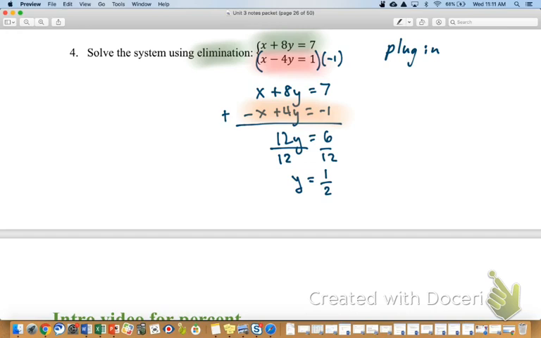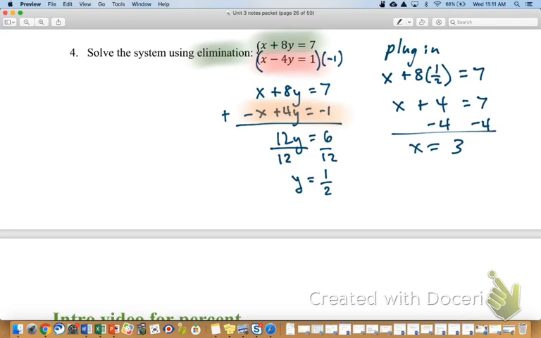Of those 3 choices, which one do I have to plug back into? I can plug into any of them. Which one do you think is going to be the easiest? I think green. I think green makes a lot of sense. So plugging into green would give me x plus 8 times 1/2 equals 7. Of course, that's x plus 4 equals 7. Subtracting the 4 from both sides, x is equal to 3. My final answer would be 3, 1/2.